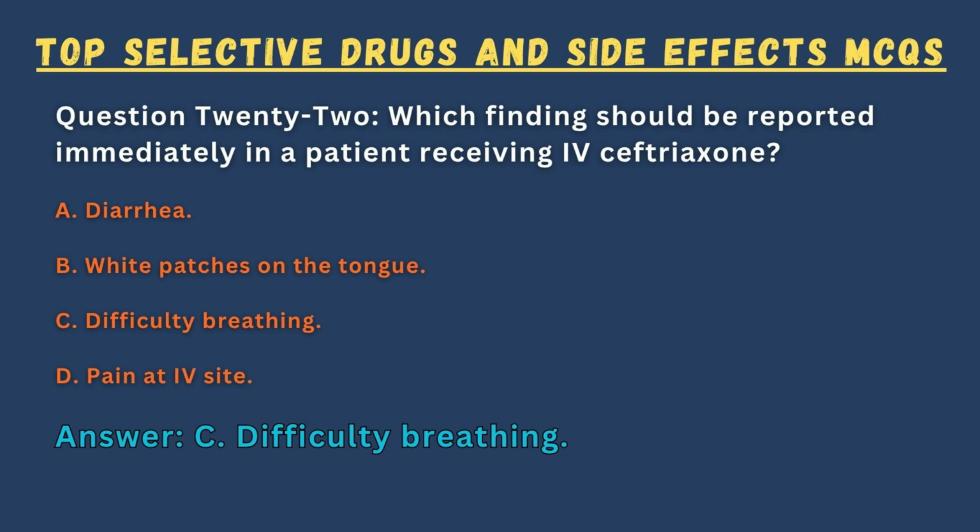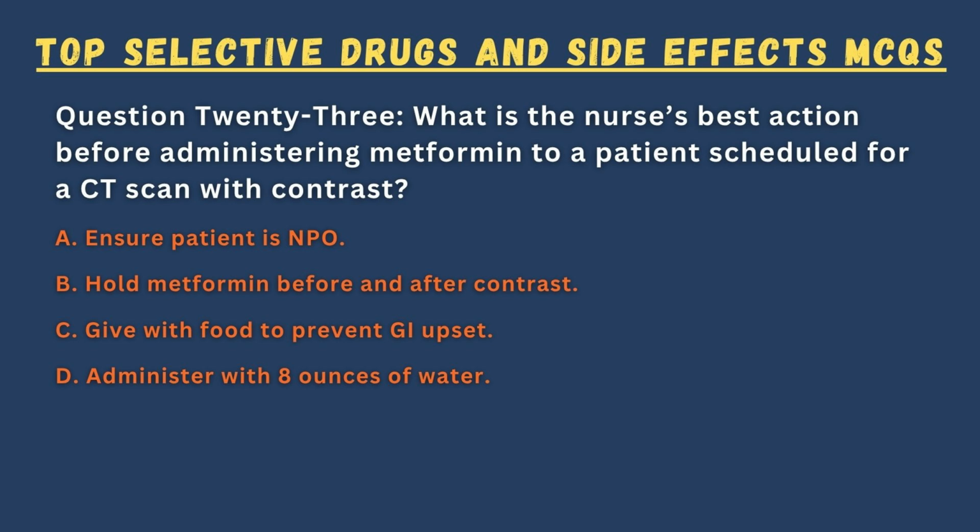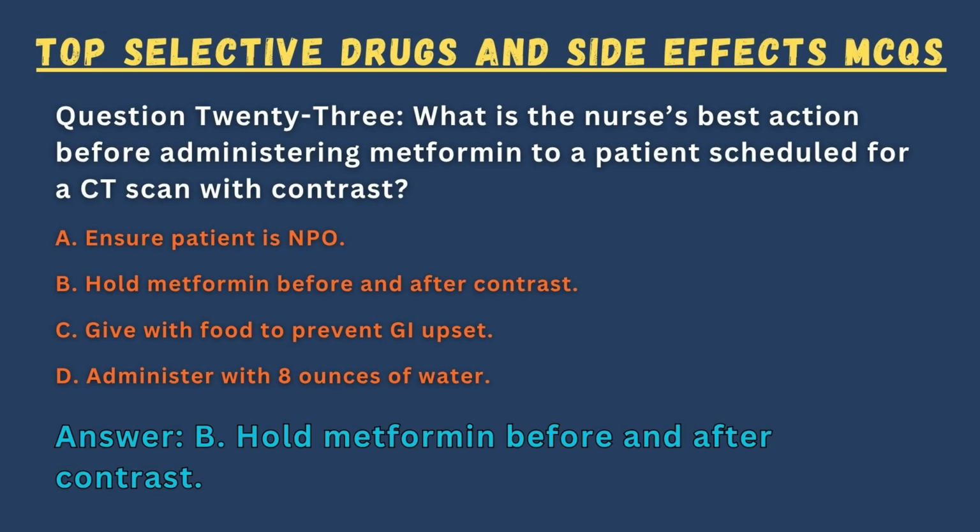Answer: C. Difficulty breathing. Question 23. What is the nurse's best action before administering metformin to a patient scheduled for a CT scan with contrast? A. Ensure patient is NPO. B. Hold metformin before and after contrast. C. Give with food to prevent GI upset. D. Administer with 8 ounces of water. Answer: B. Hold metformin before and after contrast.